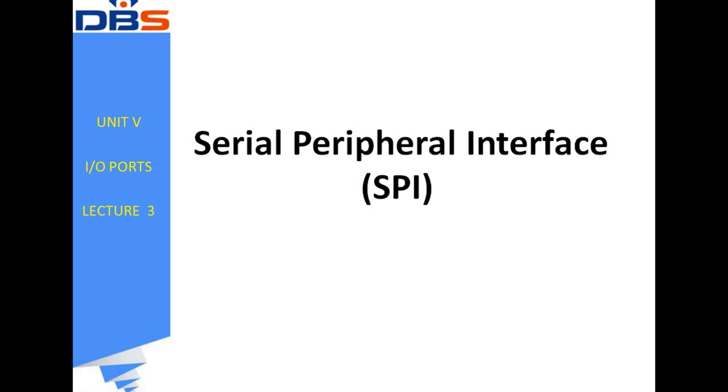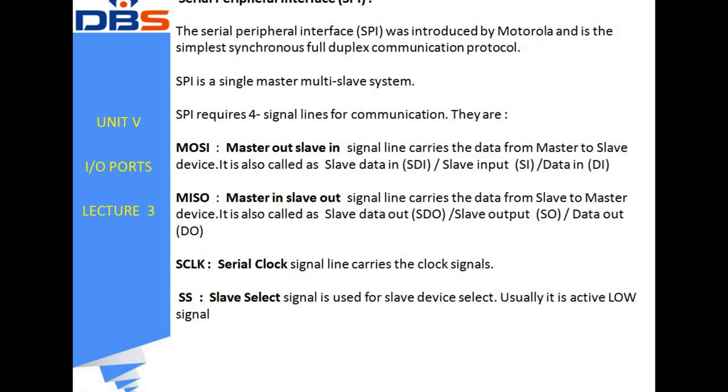So serial peripheral interfacing is a synchronous communication, and it was introduced by Motorola. It is the simplest synchronous full duplex communication protocol. Full duplex means we can transmit and receive the data at a time. Here, SPI is a single master multi-slave system.